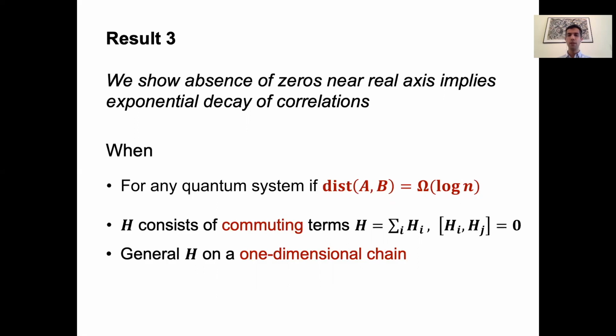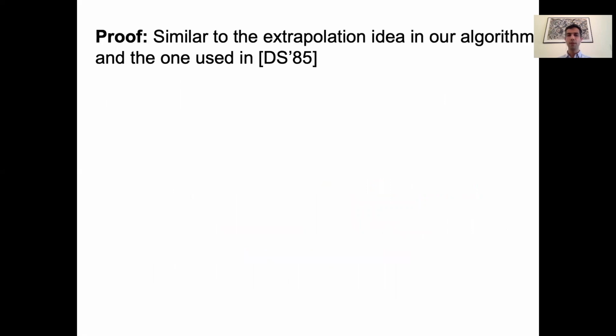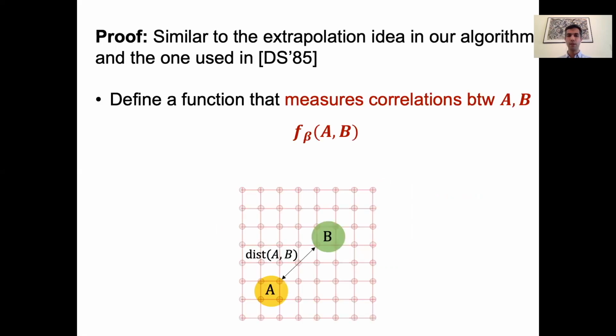So the condition on the absence of zeros we use is more restrictive than the one we use in our algorithm because we need to include various boundary conditions, but I'll ignore that here. The proof of this theorem is somewhat similar to the extrapolation idea I explained for our algorithm. We first define a function that measures the correlation between the observables A and B at a given inverse temperature beta. This function is slightly different from that covariance form we had in the earlier slides, and is tuned to have specific properties. But it is the case that when this function is small, the correlations defined using the covariance are also small.